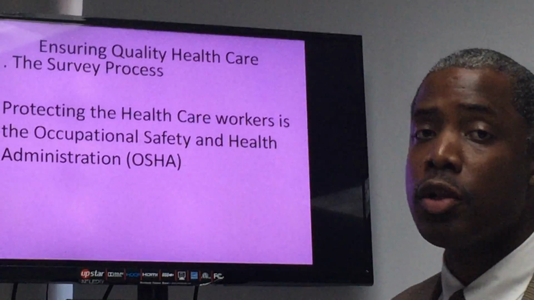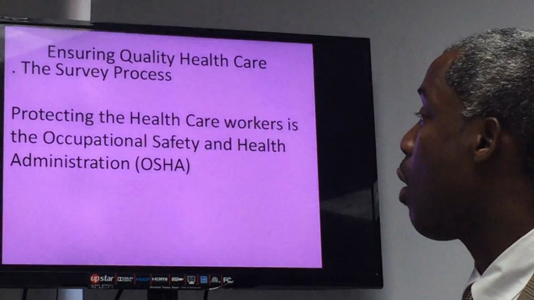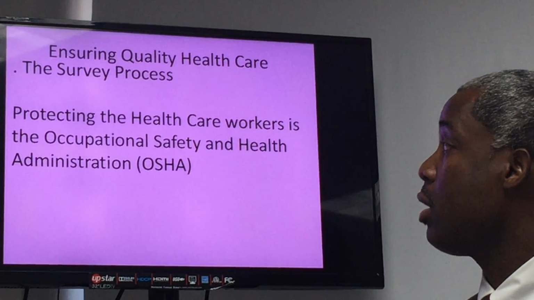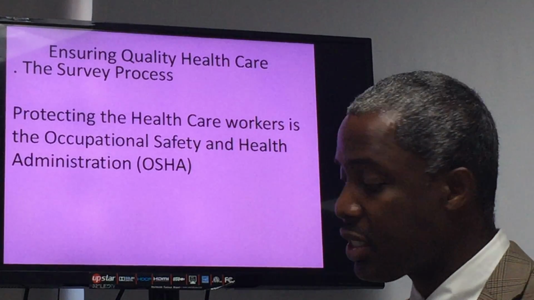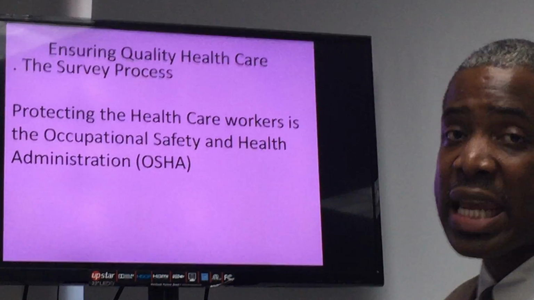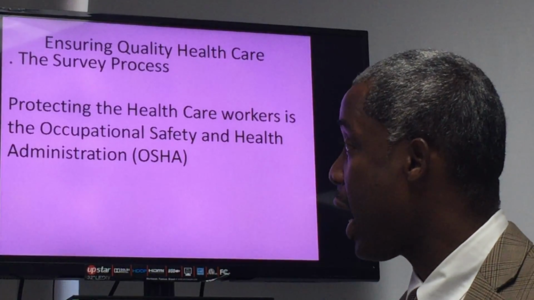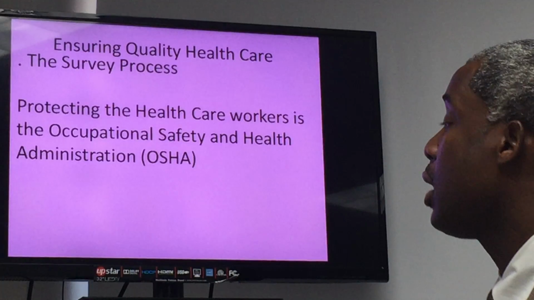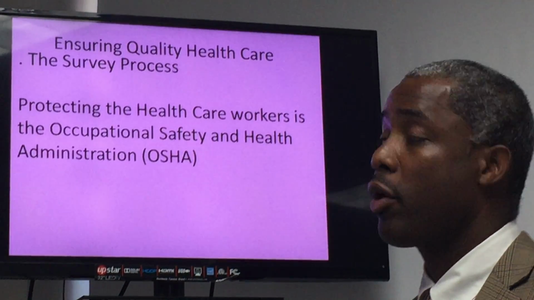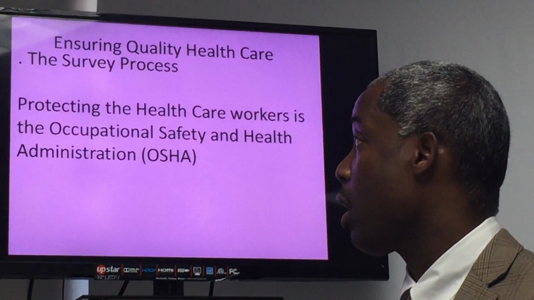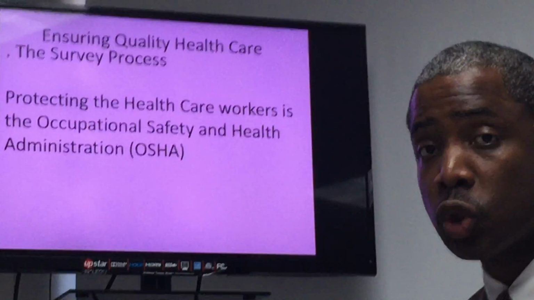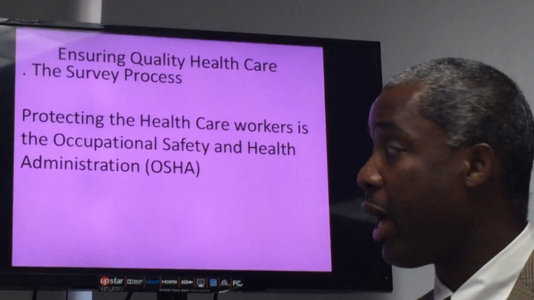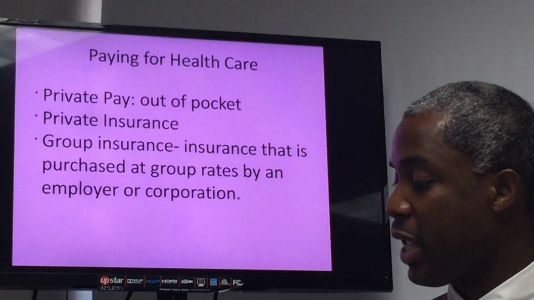The Department of Public Health also created what we call OSHA to protect the healthcare worker, to make sure that the healthcare worker receives all the equipment needed to provide the care necessary for the patient. They also make sure that the healthcare worker is not abused and is not given too much work. So it's refreshing to know that the healthcare worker is also protected.